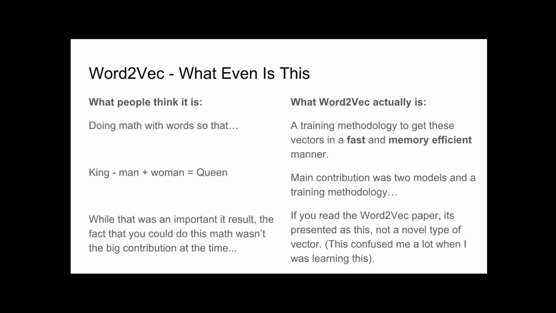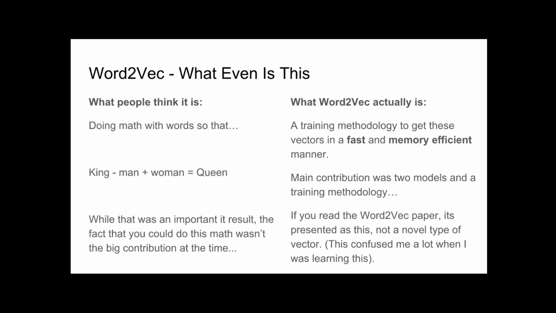So with Word2Vec, people tend to think that it's just a method for doing math on top of your words. You can do king minus man plus woman equals queen; by doing some sort of vector math on top of your embeddings, you can get vectors that are close to this. This does really well on analogy data sets and problems. But this wasn't the main contribution when it initially came out. This was kind of an afterthought. It's important, but that's not really why Word2Vec was important.